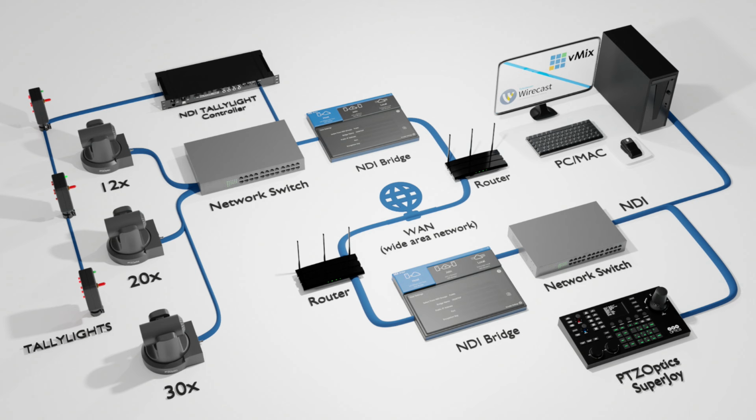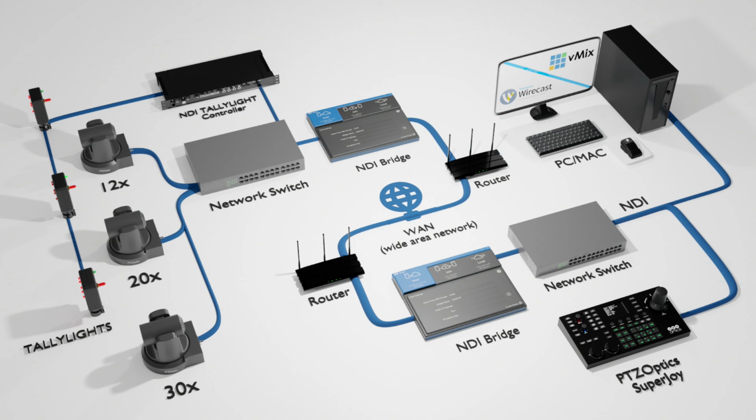In the middle is the wide area network, and the NDI Bridge is being used to connect between these two locations. And what the NDI Bridge does is it makes it feel like all the NDI sources on one local area network are available on the other local area network. And this is one scenario where IP video really comes into play.